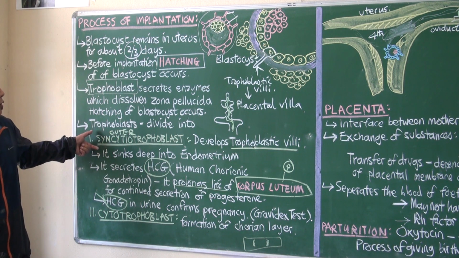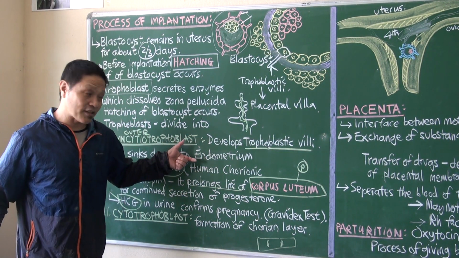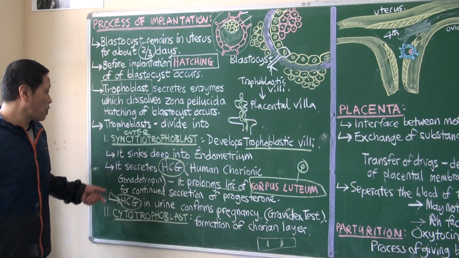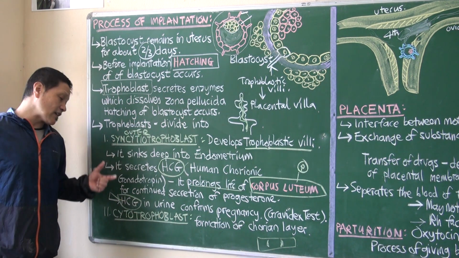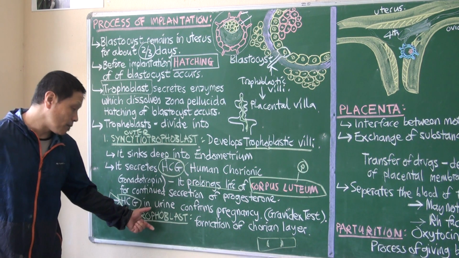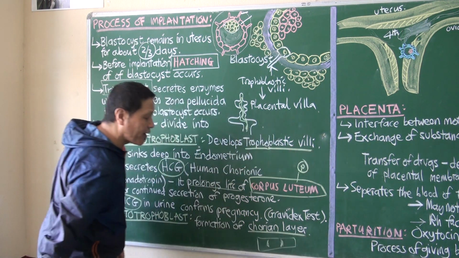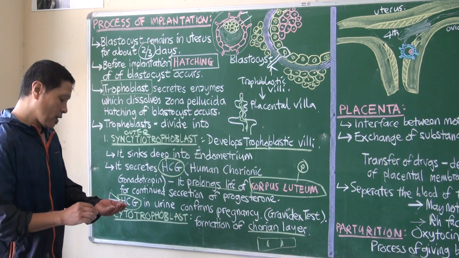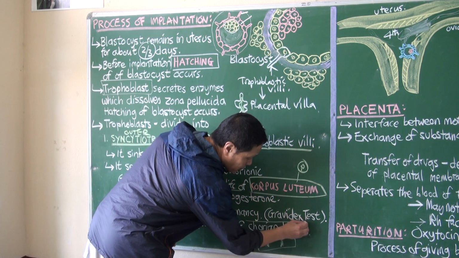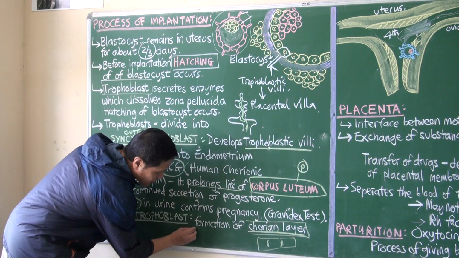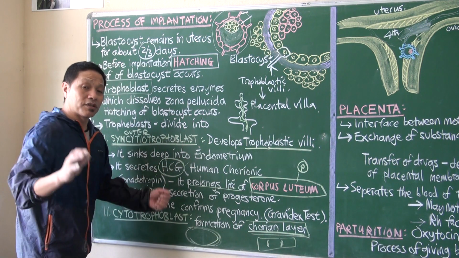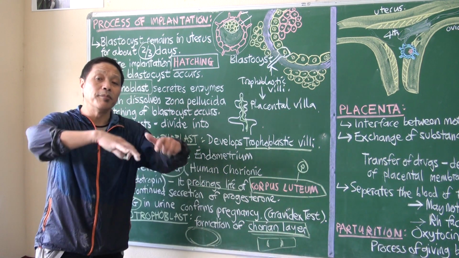So that is the work of syncytiotrophoblast. Okay? The second cell that the trophoblast divides into is called cytotrophoblast. Its function is to form the chorion or chorion layer. Actually, the chorion layer is a little more complicated. It has several layers, but just simply said, it is the embryonic sac.